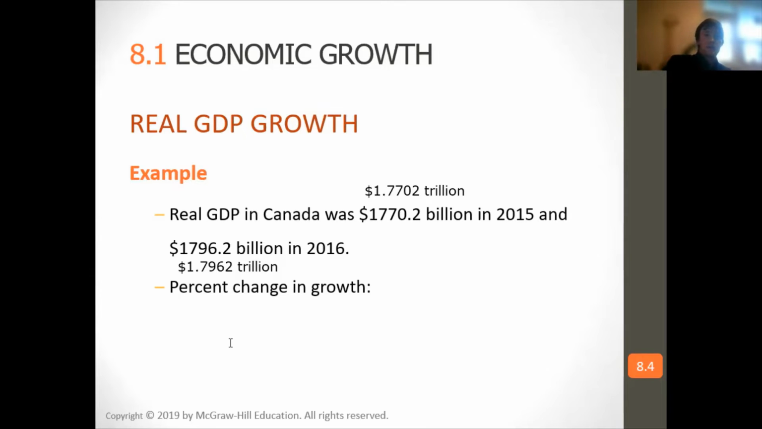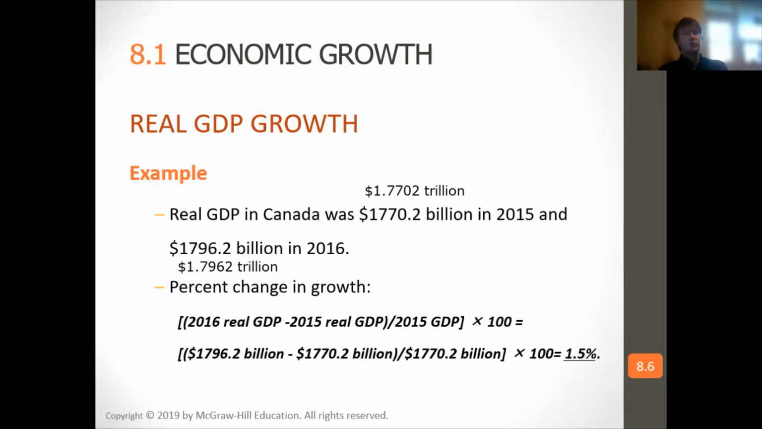Yeah, that's a pretty close guess. You got it, you were perfect. Good job, Christine. So it's 1.5%. You take the 2016 number minus the 2015 number, divided by the 2015 number, times 100. So that's how you do it, and then it's 1.5%.